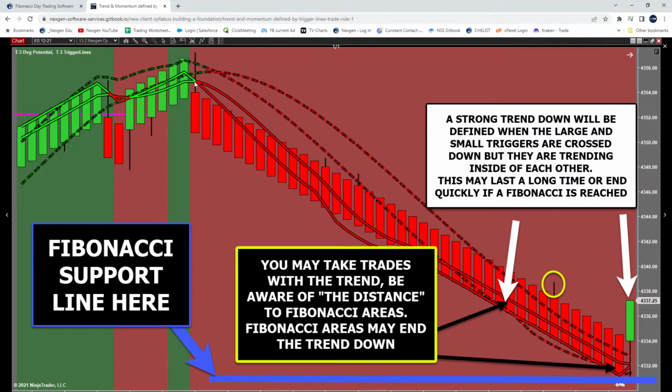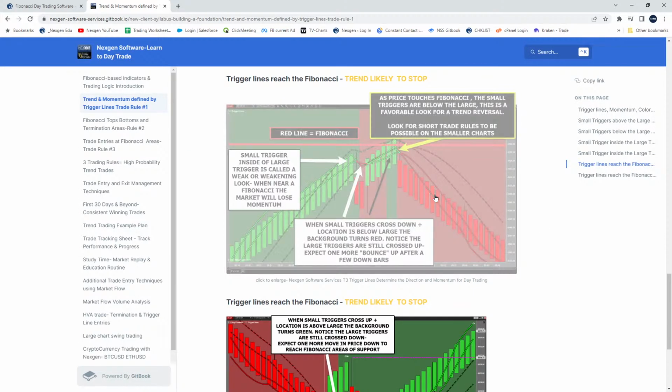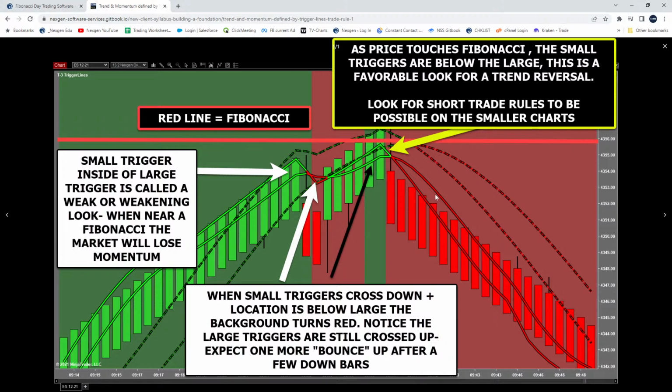Notice the location of the small triggers below the large. Then we get triggers inside of each other, and then eventually the trend comes to an end. So we're going to focus on these exact same trigger line patterns.